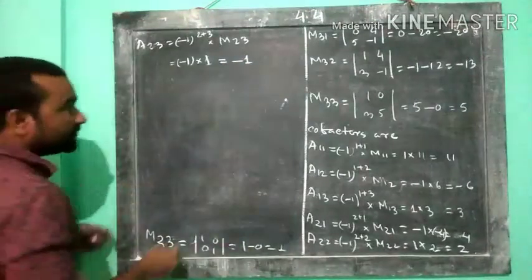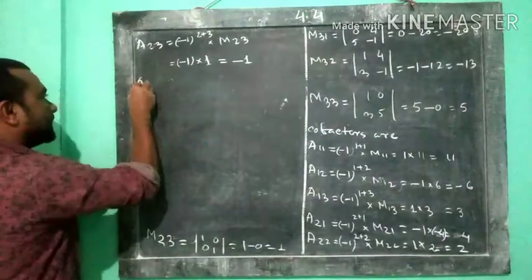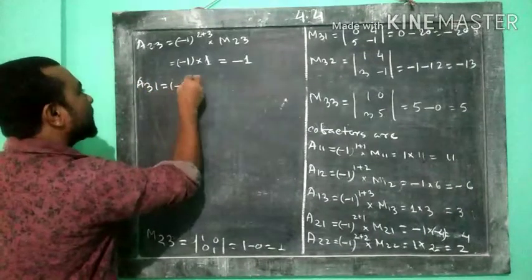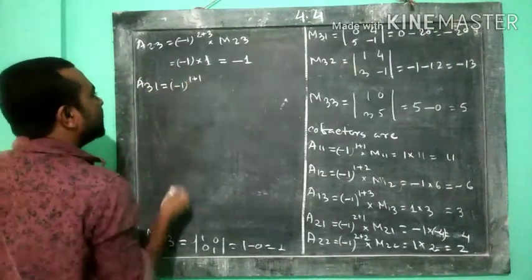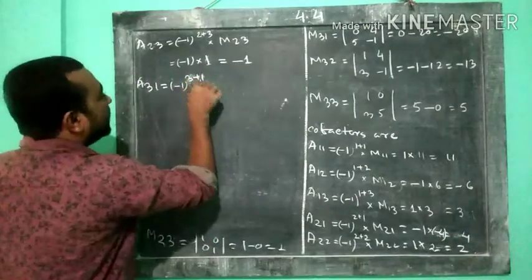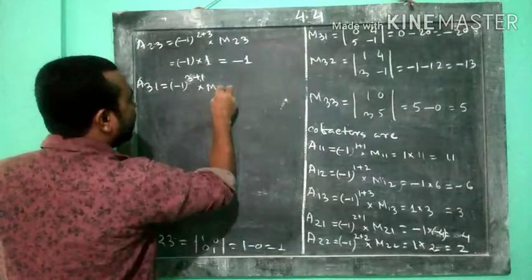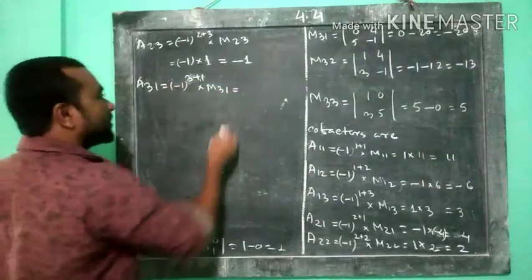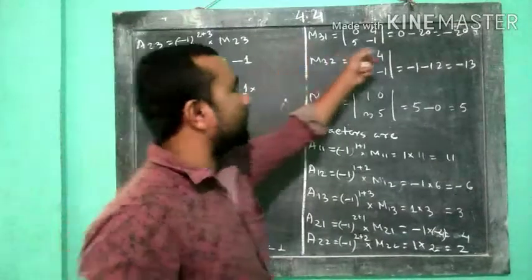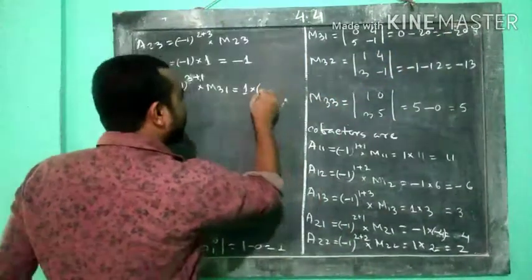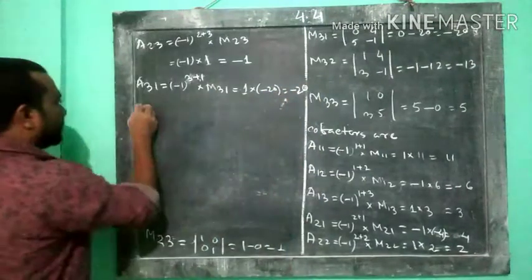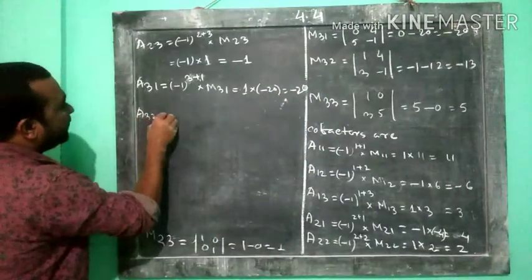So the cofactor of A31: A31 equals minus 1 to the power 3 plus 1 into M31. The sign should be positive, 1 into M31. M31 is minus 20, so write here minus 20.